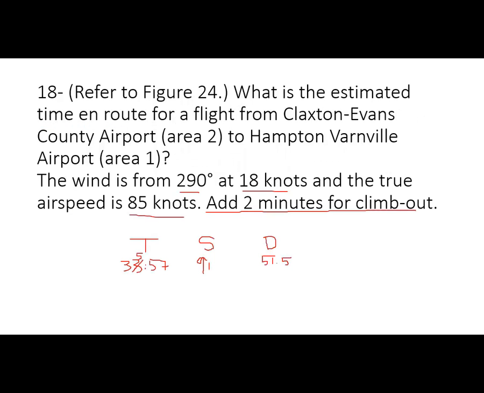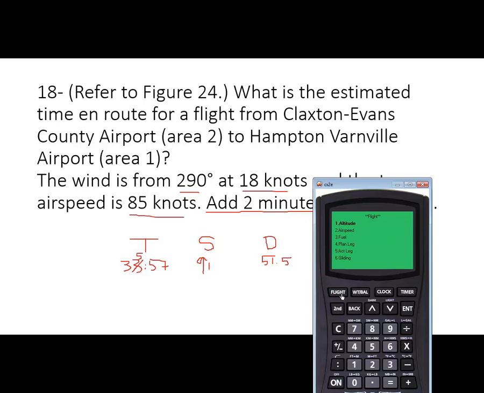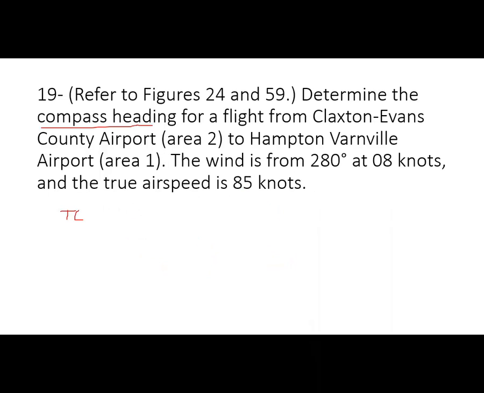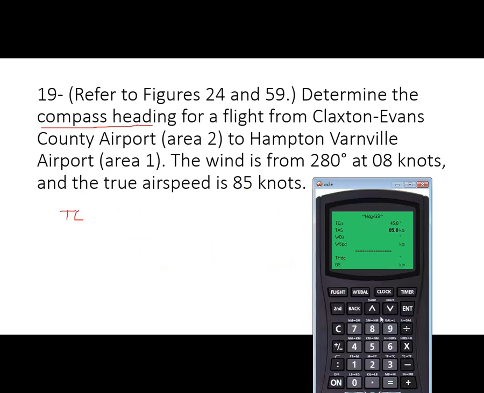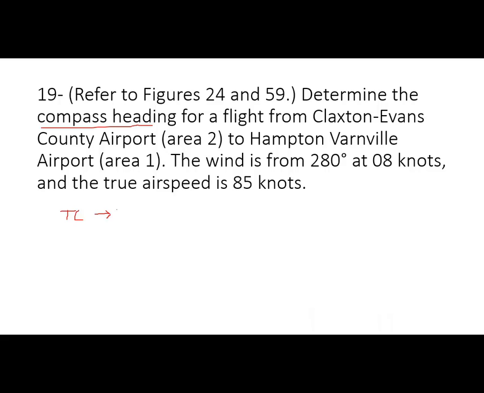Just to remind you, what did we say it was? Pull back up our CX2 and go back into the flight menu. We measured it 45 degrees from Claxton Evans County to Hampton Varnville. So we've got that direction. True airspeed on this question is 85 knots. Wind is 280 at 8 knots. And when you do that, you get a ground speed of 89.3 and a true heading of 40.6. So now we've corrected our true course to true heading.